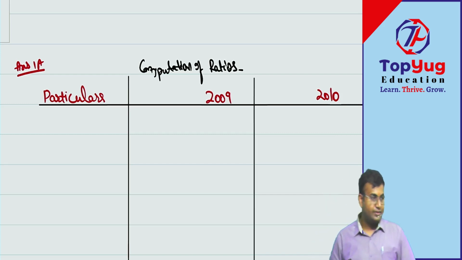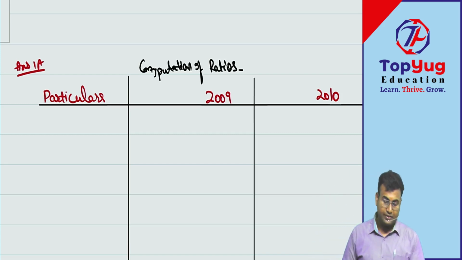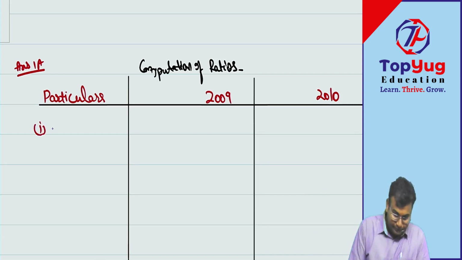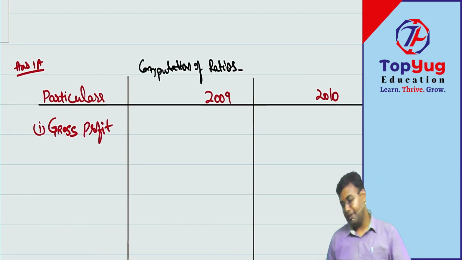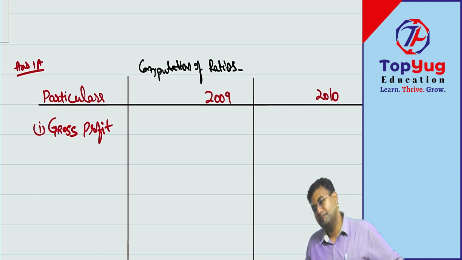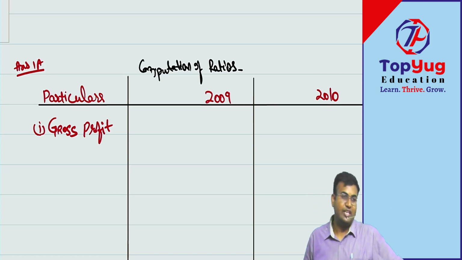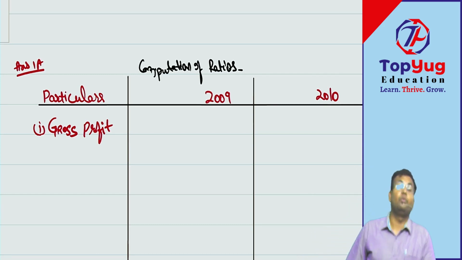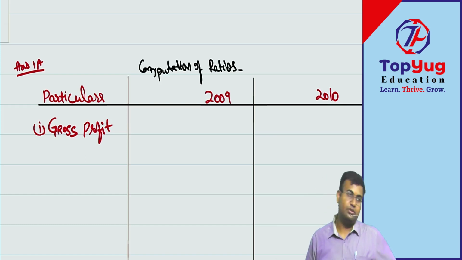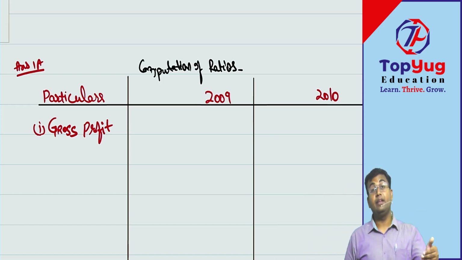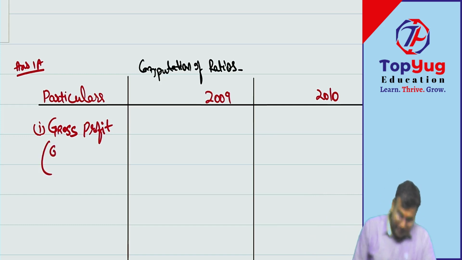What is the first ratio they have asked us? First one? Gross profit. Can somebody tell me the formula for this, please? Is it a cross hybrid? No. What is it? Single hybrid. Why? Gross profit is a number from the P&L, and obviously profitability ratios are mostly related to sales. This is also related to sales. So gross profit divided by sales. Very good.